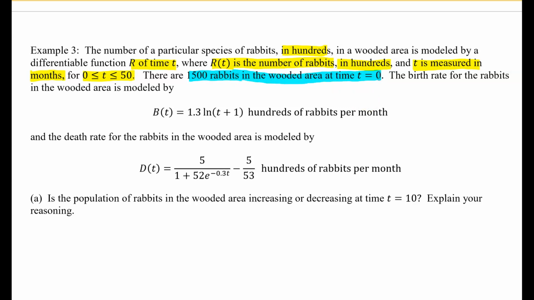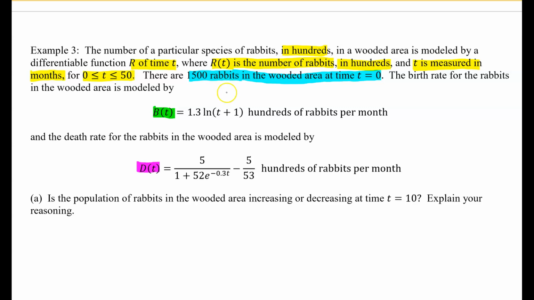The birth rate for the rabbits is modeled by, so here we have birth rate in hundreds of rabbits per month, and then the death rate of rabbits, the death rate in hundreds of rabbits per month. Okay, so let's go ahead and go over this and talk about what they give us.